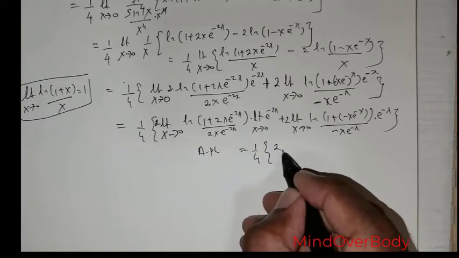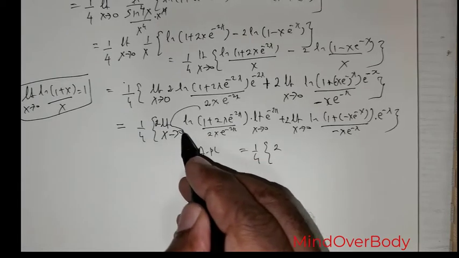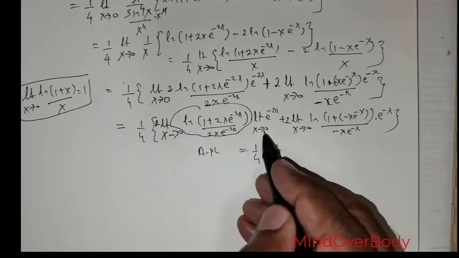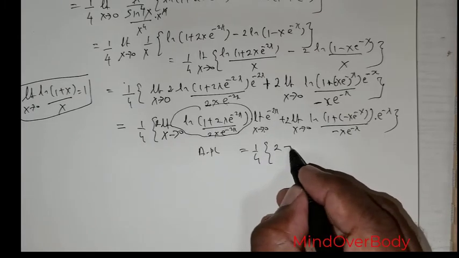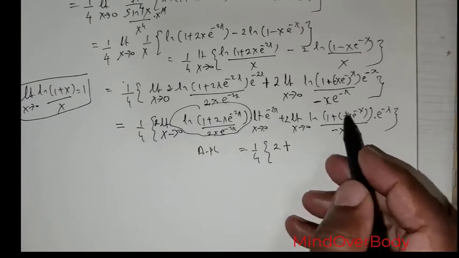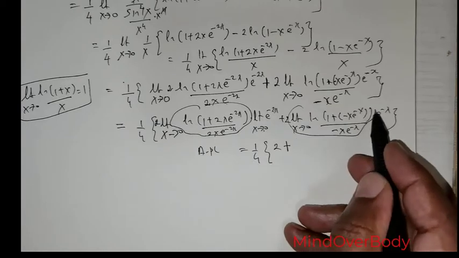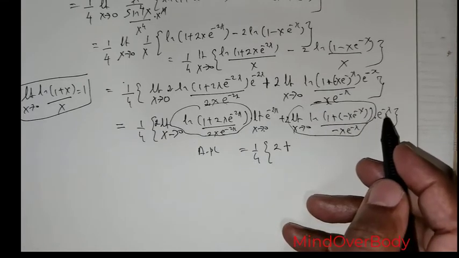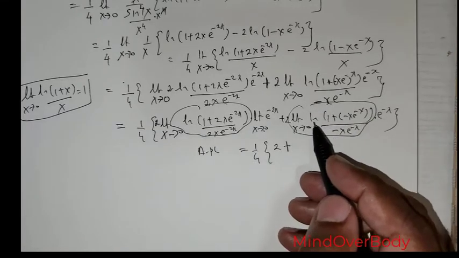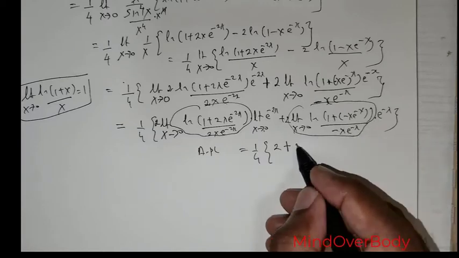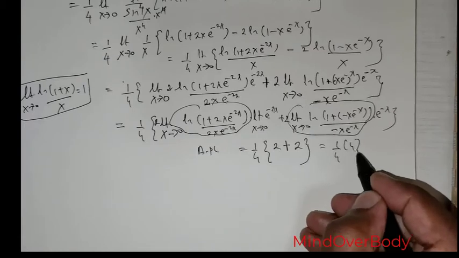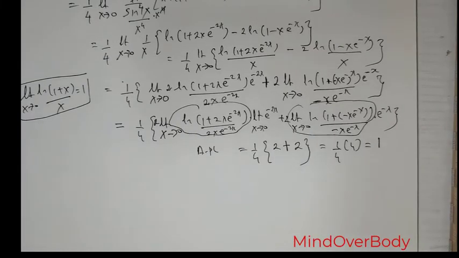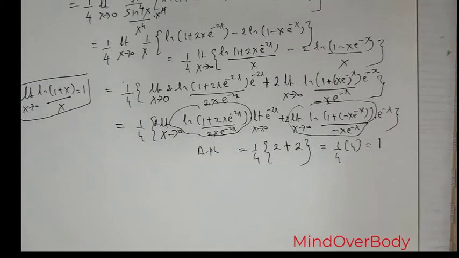So if I were to apply limits, what happens here, this is going to be 1 over 4 times 2, this is going to be equal to 1, x is tending to 0, this is going to be equal to 1, so I get a 2 there, positive. If I were to apply the limits, this entire thing is going to be 1, and x tending to 0, this is going to be 1, so 2 times 1 into 1, that's going to give me 2. So this is going to give me 1 over 4 of 4, which is equal to 1. So this is what the quantity is.